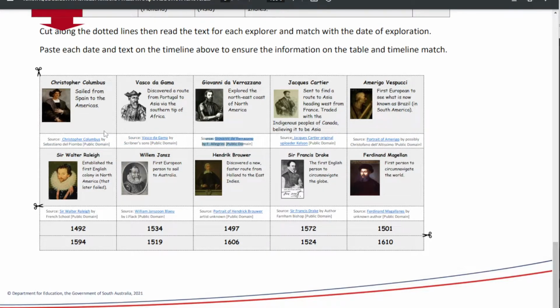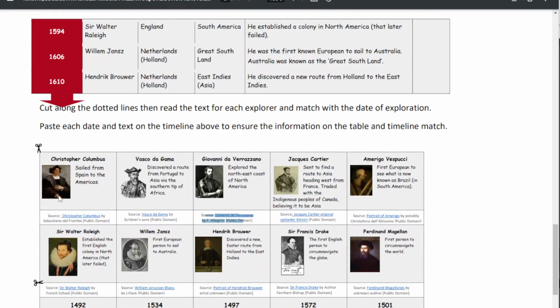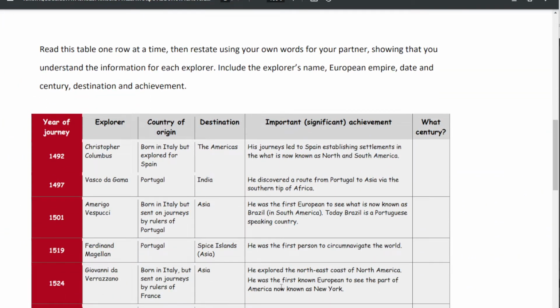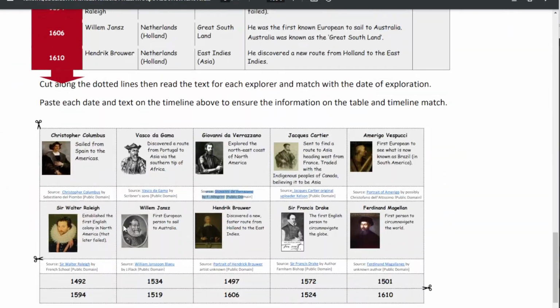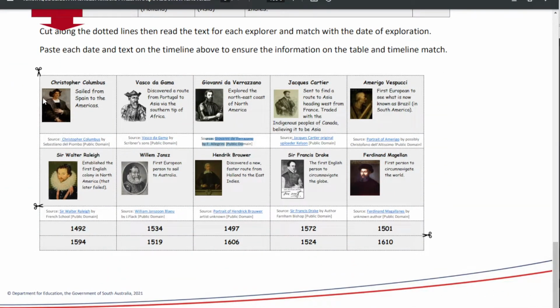Cut out this here. Christopher Columbus sailed from Spain to America. Cut that out. Cut that out. Cut this one out. Cut this square out. Then also cut out the years. And from what you've learnt in this table here, you'll cut this out. Maybe Christopher Columbus.